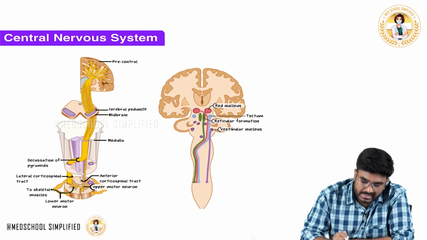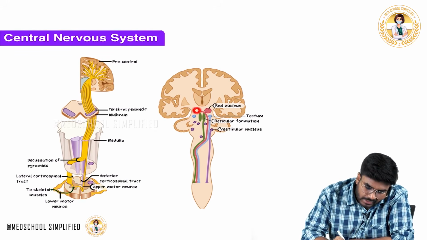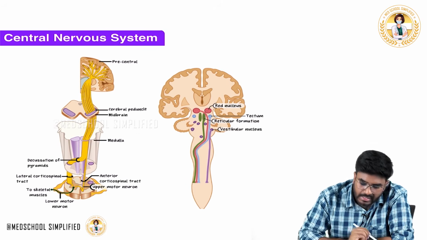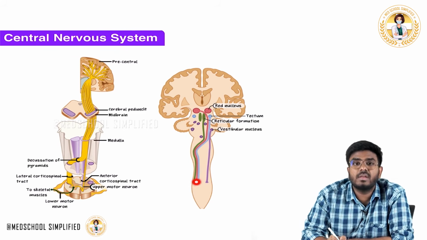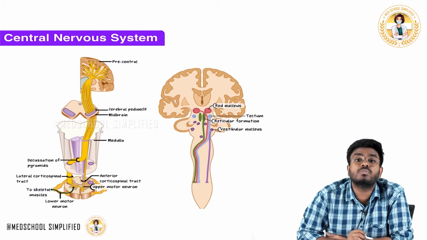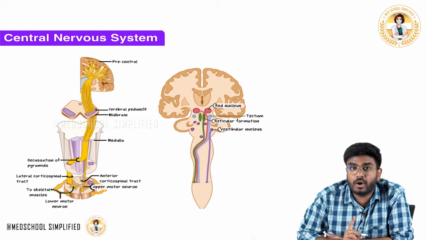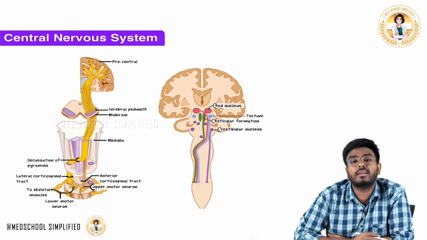One more important point: out of all these extrapyramidal tracts, one important tract is the rubrospinal tract, starting from the red nucleus. Here is the red nucleus. From the red nucleus the upper motor neurons are starting. Please follow this red color line. Starting from the red nucleus, this upper motor neuron comes down, crossing to the contralateral side, and then comes down into the spinal cord. From the red nucleus into the spinal cord, this is called the rubrospinal tract, one type of extrapyramidal tract.